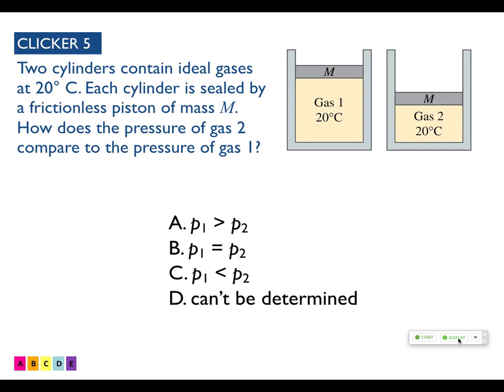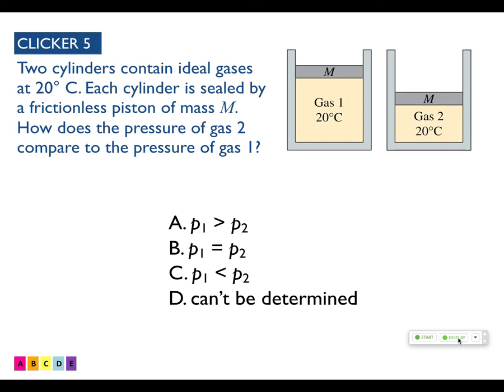Remember, if we do the force diagram, pressure should be the atmospheric pressure plus the mass of the piston. Does it have anything to do with the gas? No. As long as the mass of the piston is the same, and they're in the same room, what do we know about the pressure? It's the same, right?